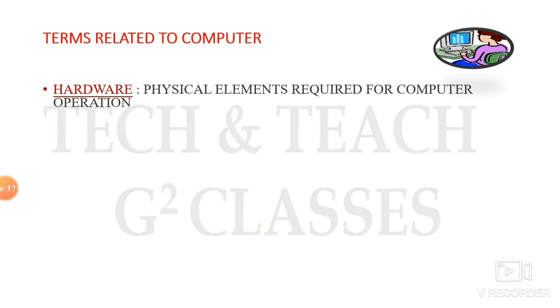Software means you can't touch it; it is inside the system, like a program, like games, like PUBG. If you are playing PUBG, you can't go inside it, but you can feel it; that is software. Hardware is a physical element, but software is just a sensing element, like you can feel it; that is software.